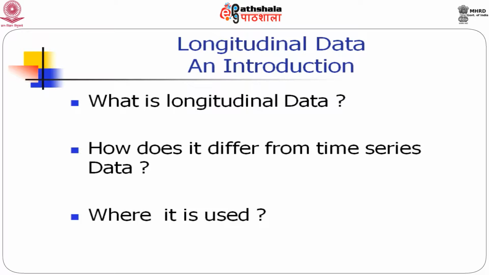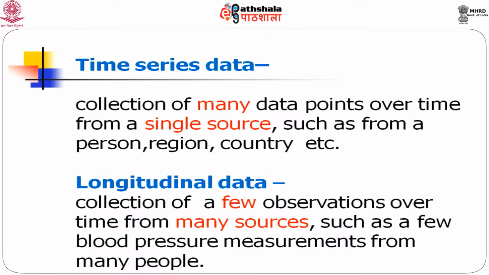All right. Now, what is time series data? You probably know that it is basically a collection of many data points over time from a single source, such as a person, some region, some country, or any other area. On the other hand, longitudinal data is essentially a collection of a few observations, not many as in time series data. It is just a few observations over time from many sources, not from a single source.